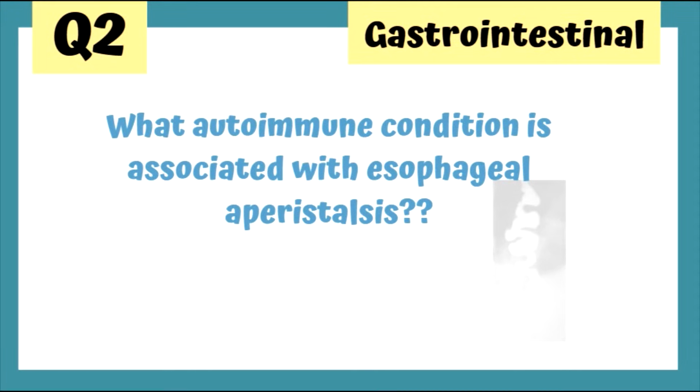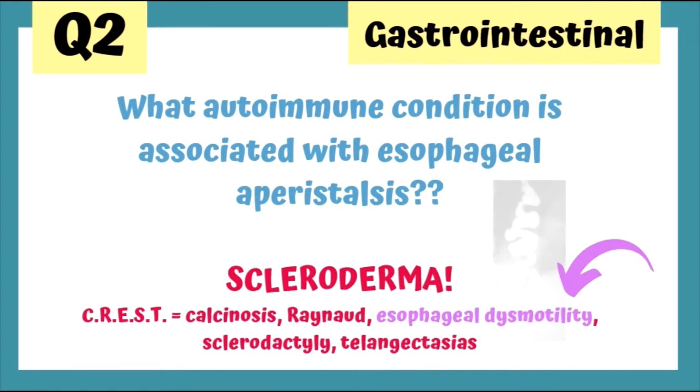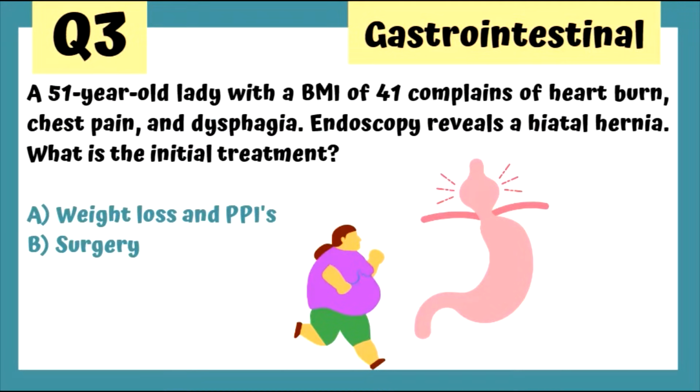Where do we see the esophagus stop moving in an autoimmune condition? Scleroderma. Remember, CREST. What does the E stand for in CREST? Esophageal dysmotility. Question 3. A 51-year-old woman with a BMI of 41 complains of heartburn, chest pain, and dysphagia.